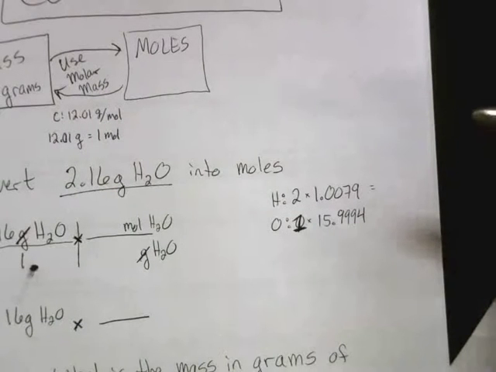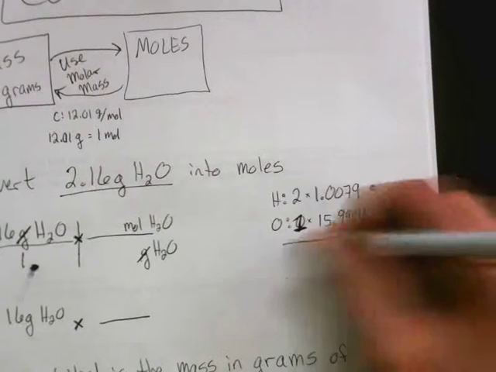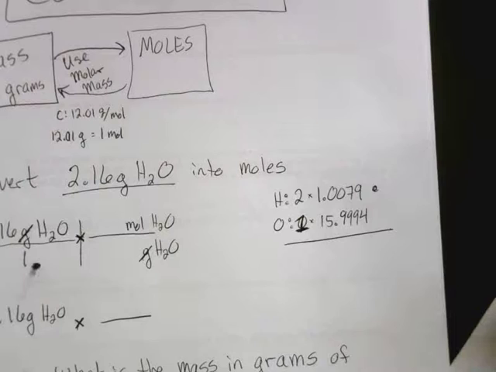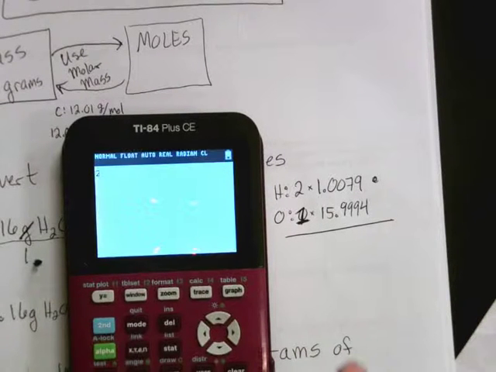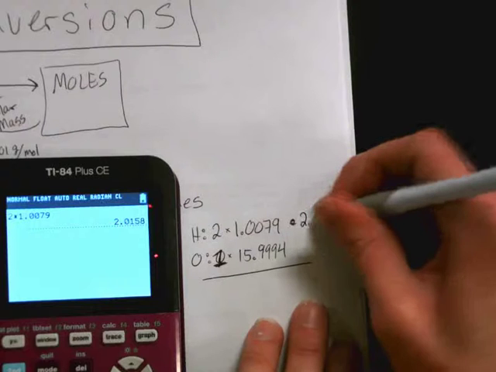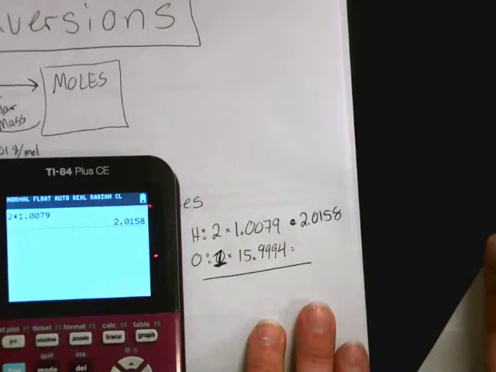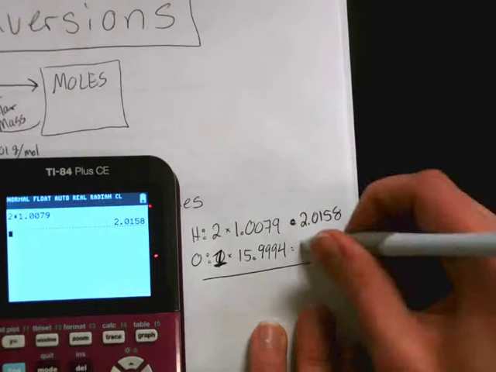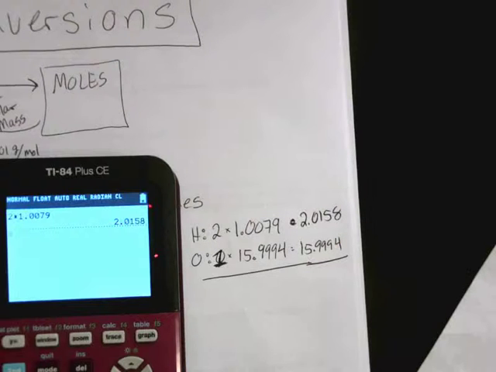2 times 1.0079 plus 15.9994. We had molar mass in a previous section. I know this by heart, so I'm just going to put it in. Well, let me actually show it. Okay. 2 times my 1.0079 equals 2.0158. My 1 times 15.9994 gives me 15.9994. Then I add those 2 together.